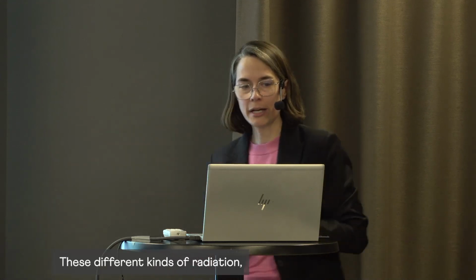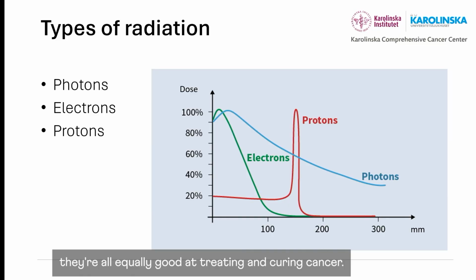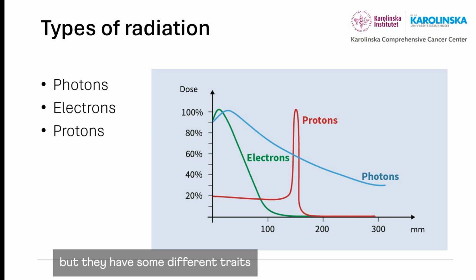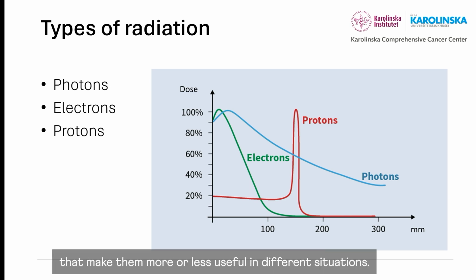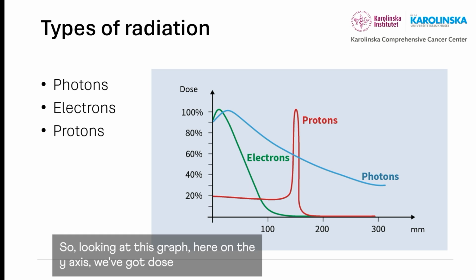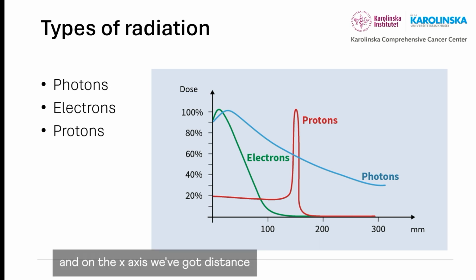These different kinds of radiation, they're all equally good at treating and curing cancer. There's not one that is more efficient than the other. But they have some different traits that make them more or less useful in different situations. So looking at this graph, here on the y-axis we've got dose, and on the x-axis we've got distance from the skin and into the body.